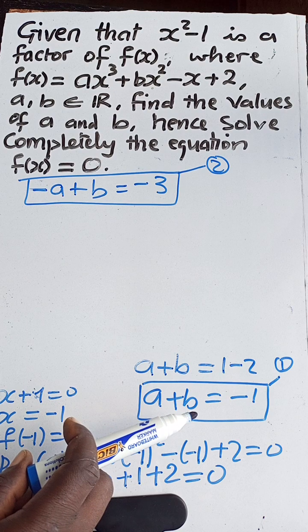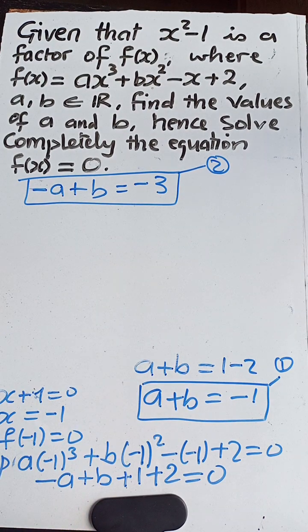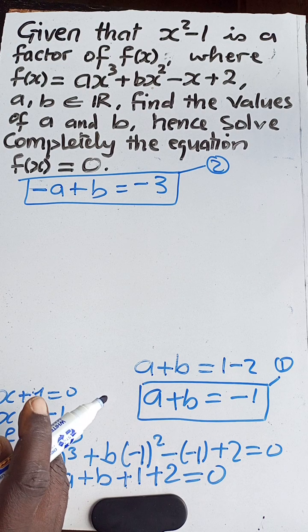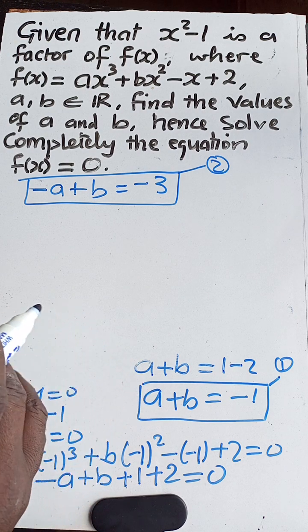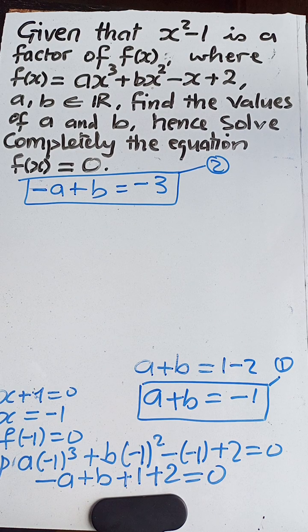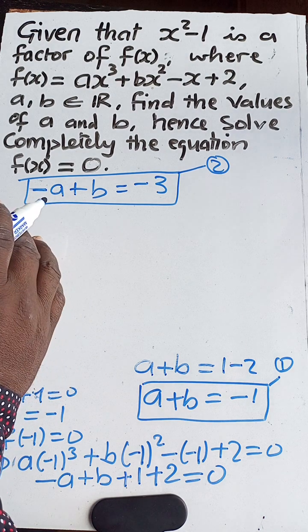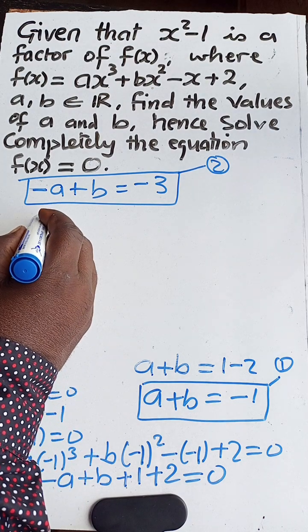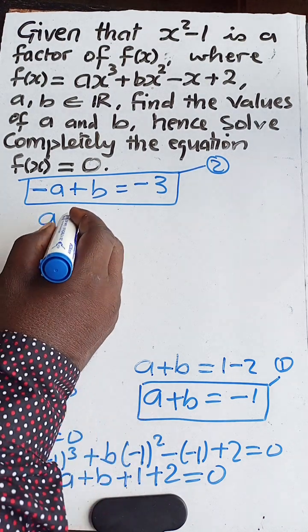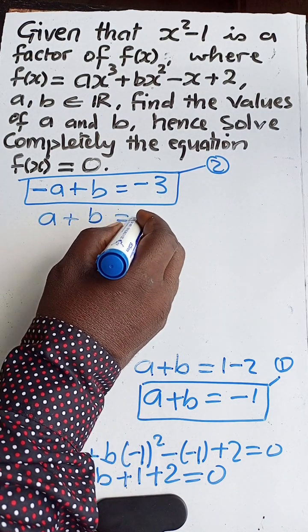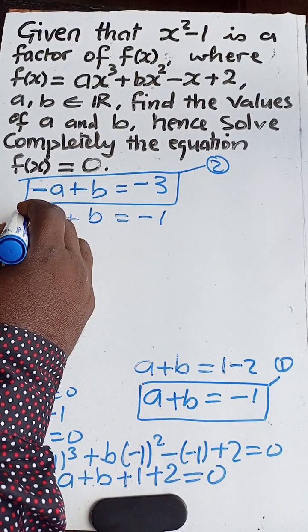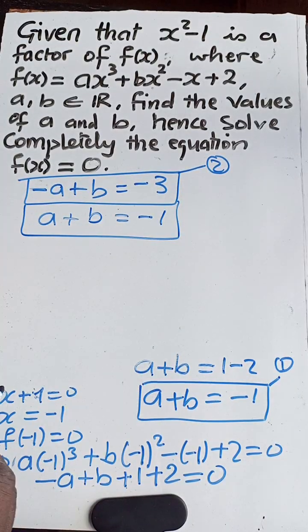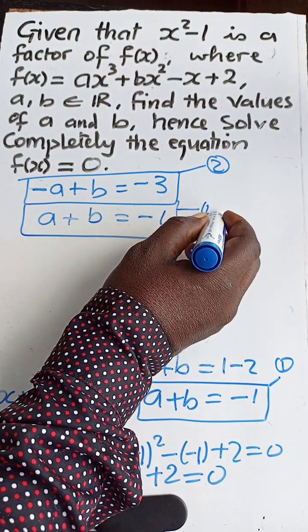We have our first equation and we have our second equation. Now we have two equations with two unknowns to solve, so this is solvable. Let us now write them again close to each other. So we have here a plus b is equal to negative 1. This is our equation 1.